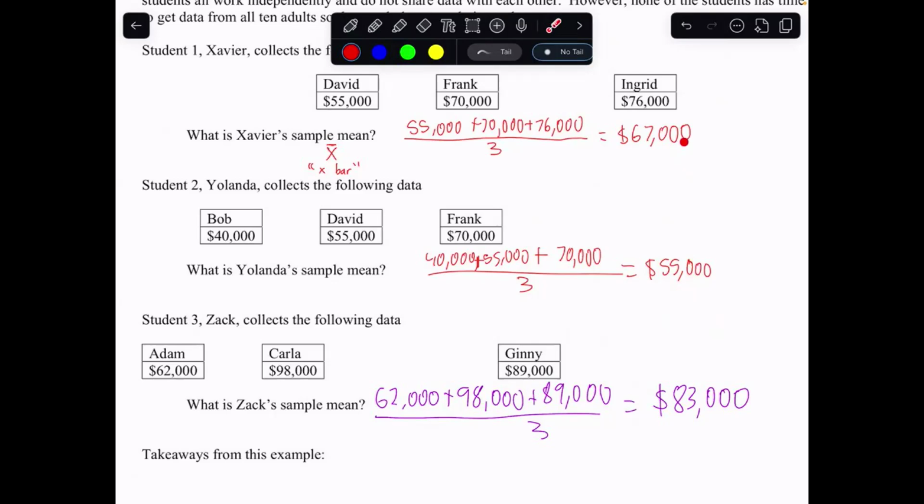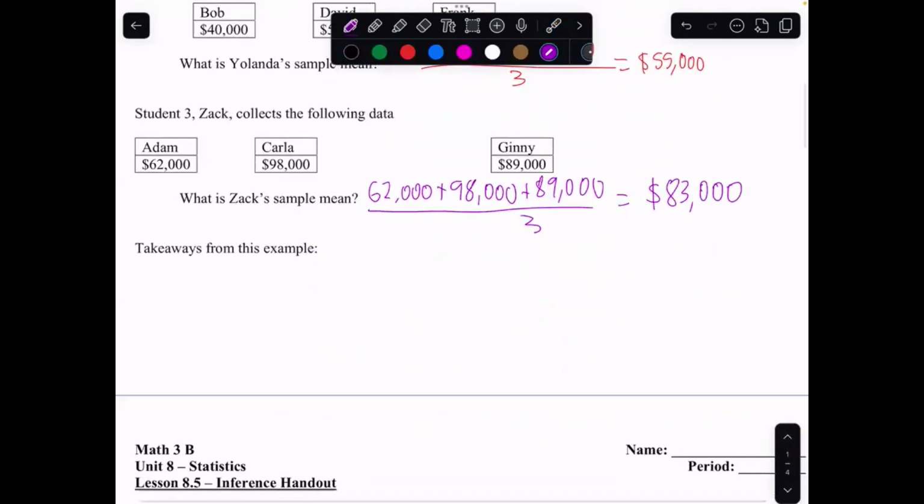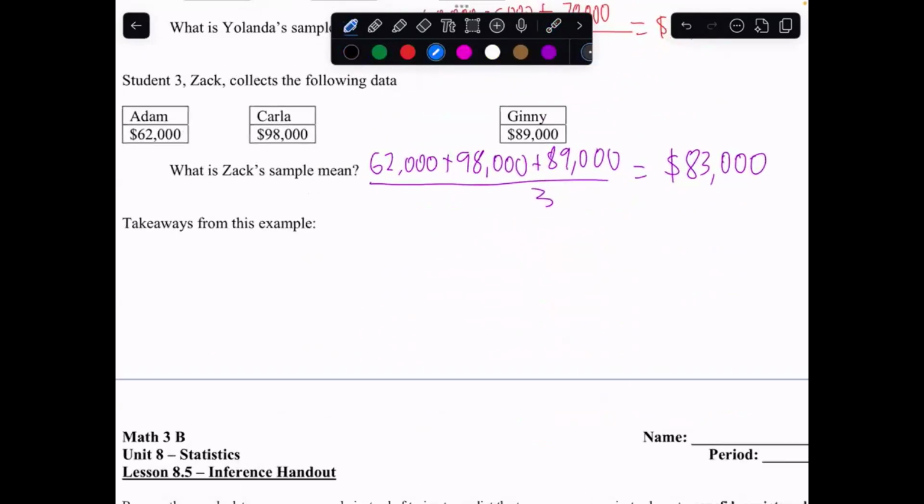Okay, and again, none of them made a mathematical mistake, but just due to the randomness, Xavier seems like he talked to people who are making below average. Zach looks like he talked to mostly people who are pretty far above average. So that randomness in who they talk to leads to very different results. Okay, so why don't we write down a few things about what we saw here.